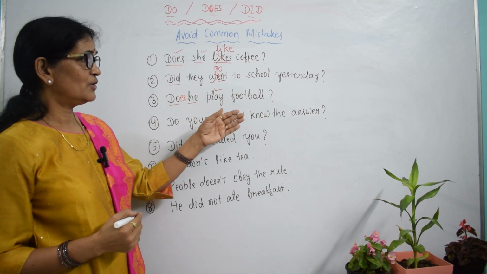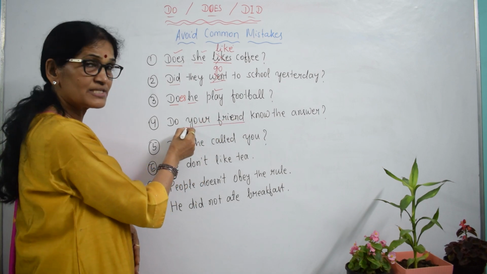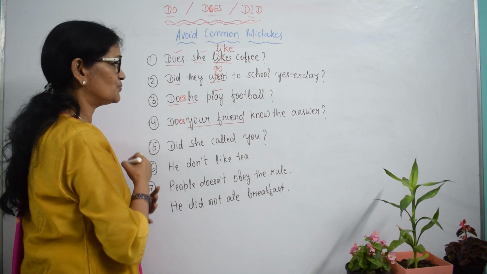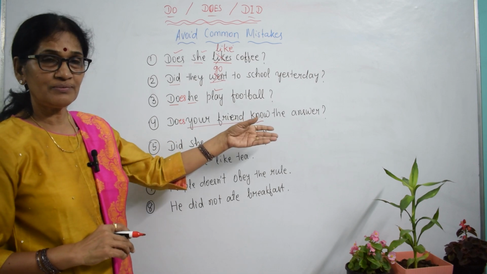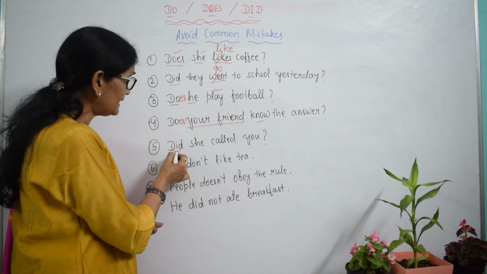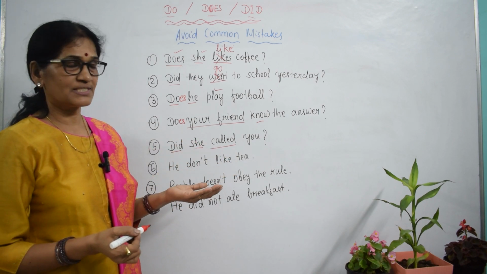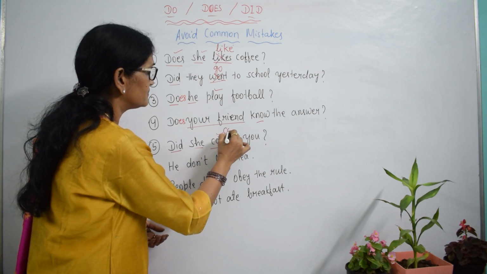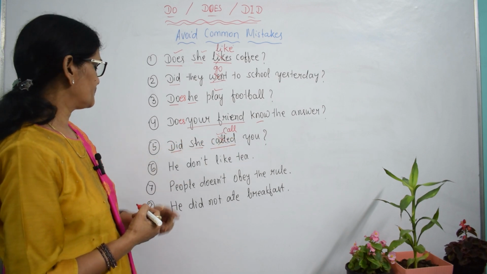Do your friend know the answer? Your friend is a singular subject. Okay? With a singular subject, does, not do. Know, base form of verb. Did she called you? This is one interrogative simple past sentence. Did plus base form of verb. Did agrees with all kinds of subjects. So the verb should be what? Call, not called. Did she call you?